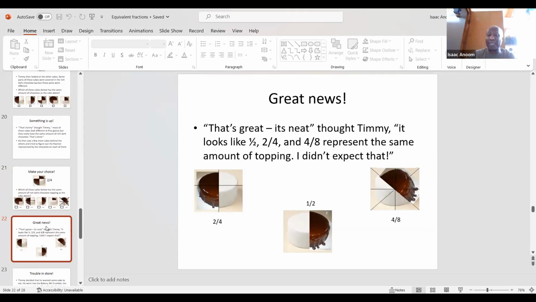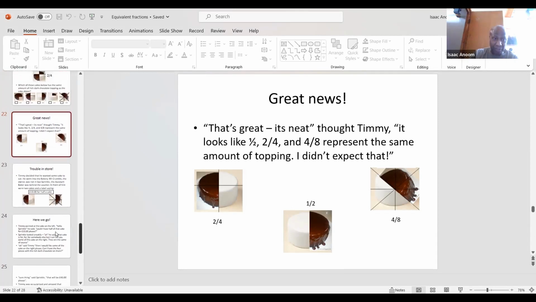Great news. That's great. It's a neat thought, Timmy. It looks like a half, 2 quarters, and 4/8 represent the same amount of topping. I did not expect that.